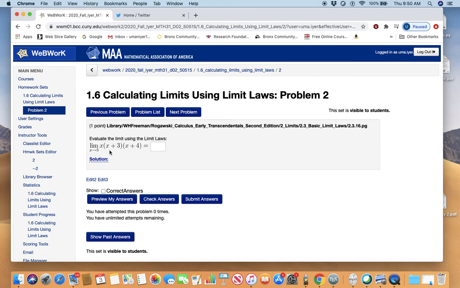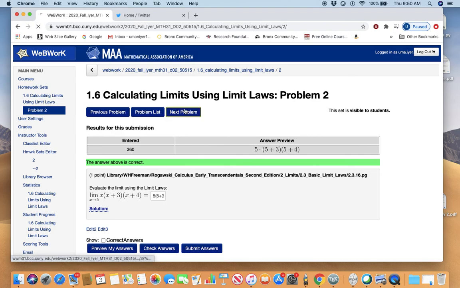For a polynomial, to find the limit, all you need to do is plug in 5. So I can calculate this, or I can simply write 5 times 5 plus 3 times 5 plus 4. Notice I did not actually calculate it. I wrote the expression as is. WebWork does the calculation.